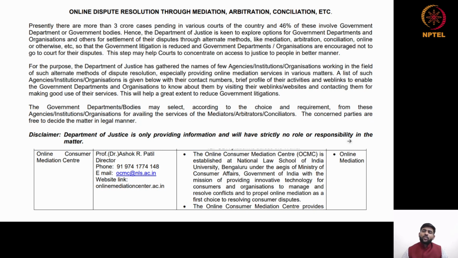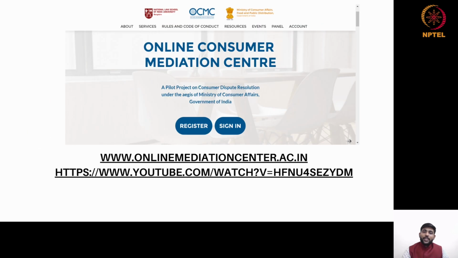So this Online Consumer Mediation Center was established at National Law School of India University in the year 2016, established by the Ministry of Consumer Affairs to resolve e-commerce disputes. Basically, this was a pilot project for the years 2016 to 2019, inaugurated by the Honorable Minister of Consumer Affairs, Shri Ram Vilas Paswan ji.